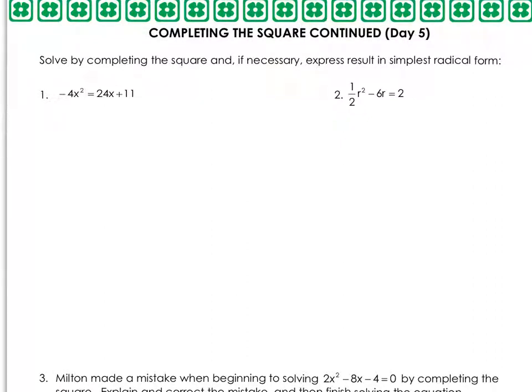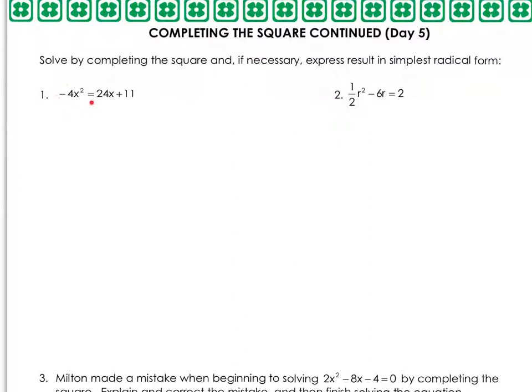We're going to be talking about completing the square again. So you've already learned about how completing the square works and the steps that we can use to solve quadratic equations by completing the square. So we want to solve the following by completing the square and, if necessary, express the result in simplest radical form. So in order to do that, I need to first get everything on one side.